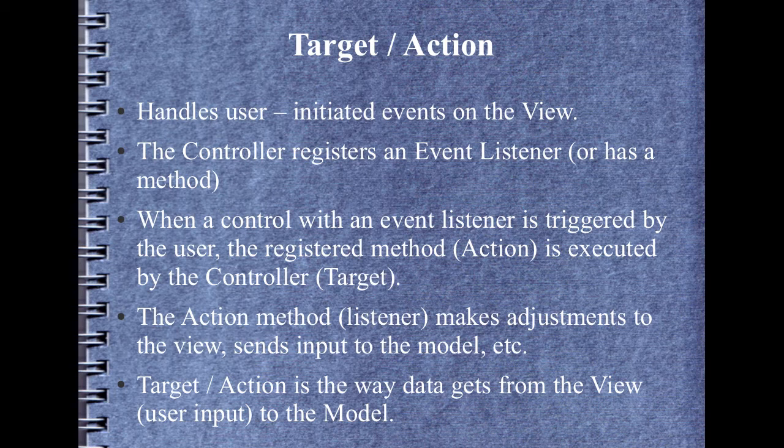The controller registers an event handler. It handles the view's event, or the user's event on the view. It sends data to the model. It does a lot of different things, but the view and the model can only talk through the controller. Target action is the way that data gets from the view to the model. It's the only way.